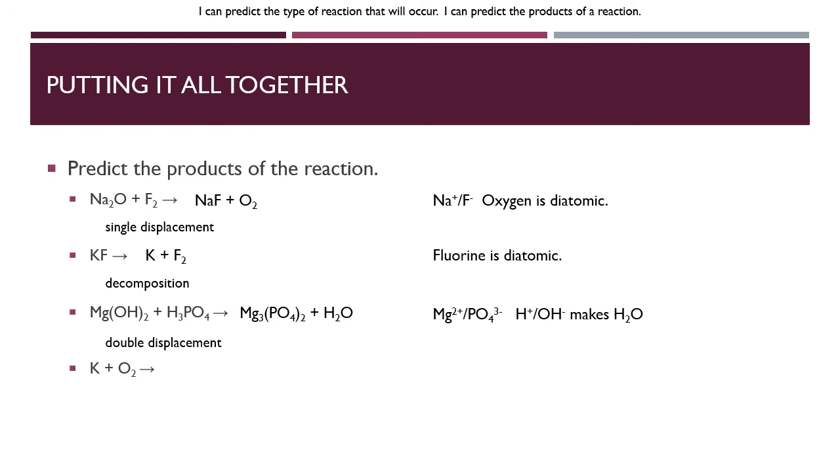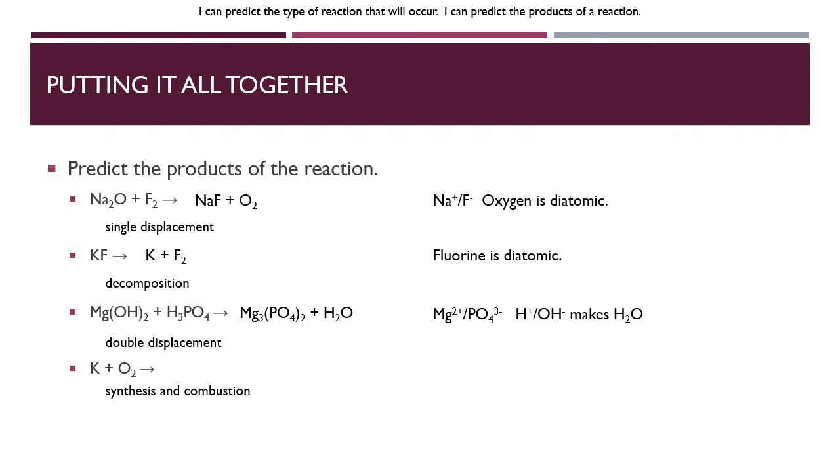All right, next one. We have potassium reacting with oxygen. Pause the video. Ask yourself what type of reaction. What are the products going to be? So this one, actually, we can categorize as 2 different reaction types. Either way, we're going to get the same products.